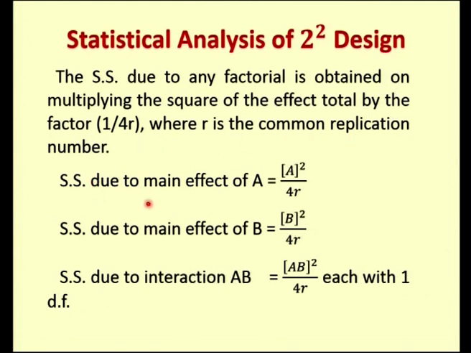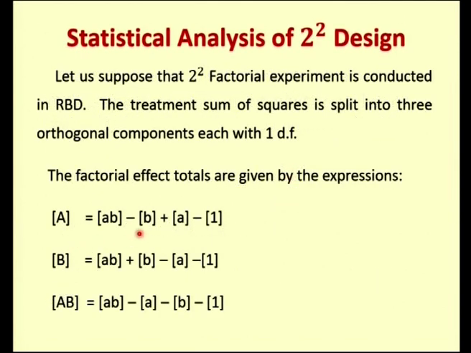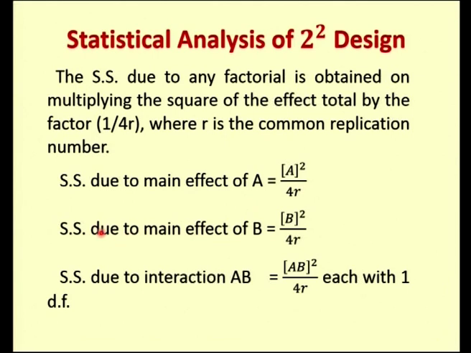So, the sum of squares due to main effect A is equal to the total, given by [ab minus b plus a minus 1], whole squared, divided by 4r. Similarly, the sum of squares due to main effect B is given by the total [B] whole squared divided by 4r, and due to interaction we have [AB] whole squared divided by 4r. Each of these sum of squares will have 1 degree of freedom. The total degrees of freedom is also split according to the different sums of squares due to effects and interaction.